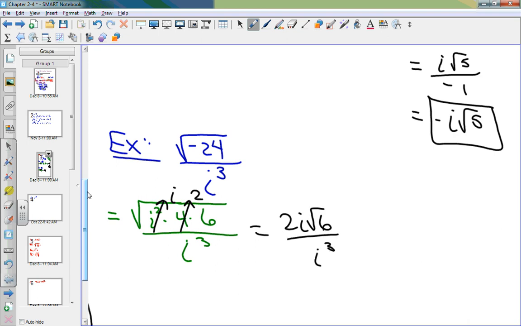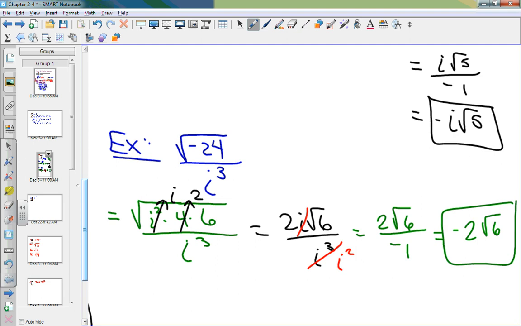Now, what can happen? I can cancel them out, right? I have 1 I on the top, and I have 3 I's in the bottom, so that's going to give me an I squared left over. Do we see that? Which is then what? Negative 2 square root of 6. Very good. So that negative 1 always attaches to the numbers.